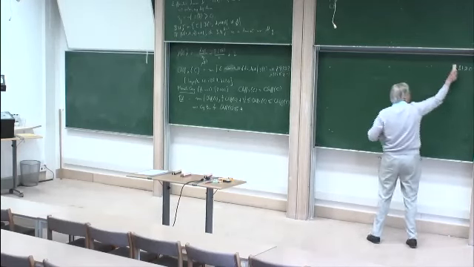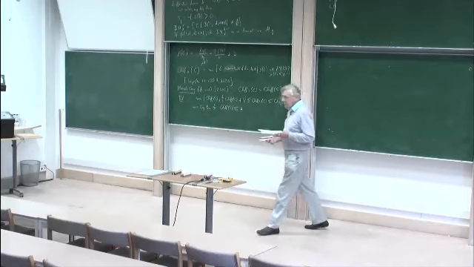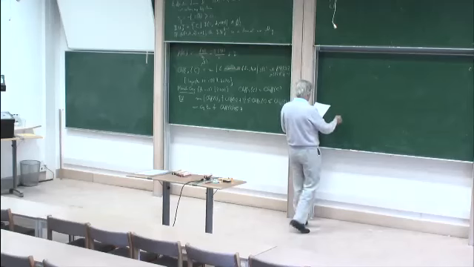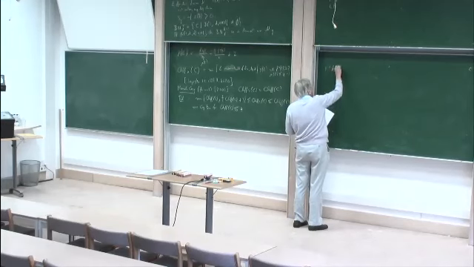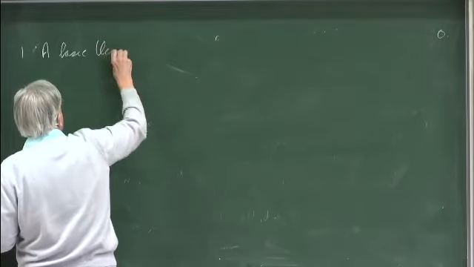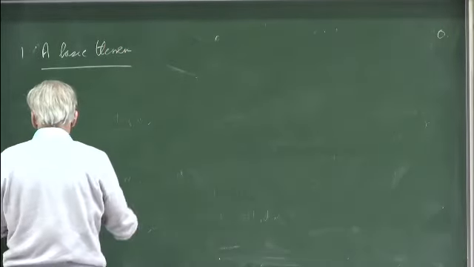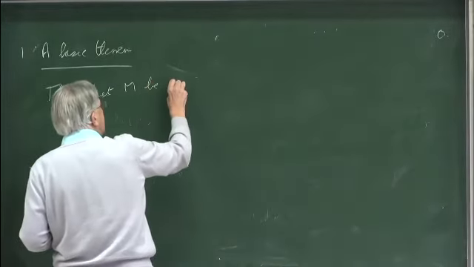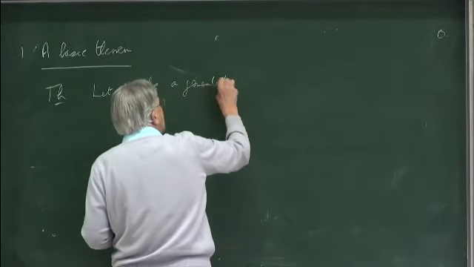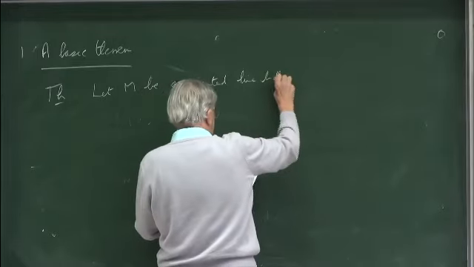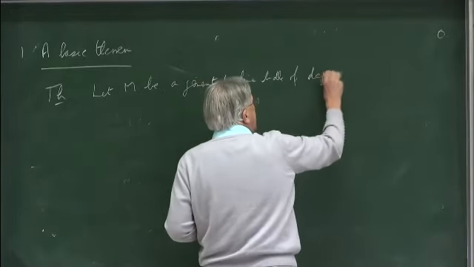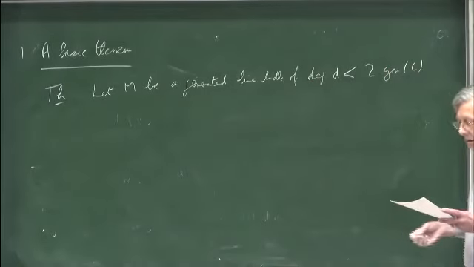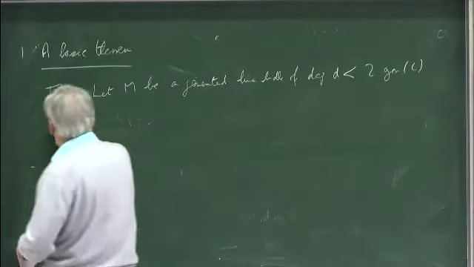I wouldn't say, in a sense, the ideas for this bit were new; they have been around for a while. But let me state the theorem, and then perhaps I'll go on to the example. The basic theorem is this. Theorem: Let M be a generated line bundle of degree d less than twice the gonality of C with h^0(M) equal to 5.